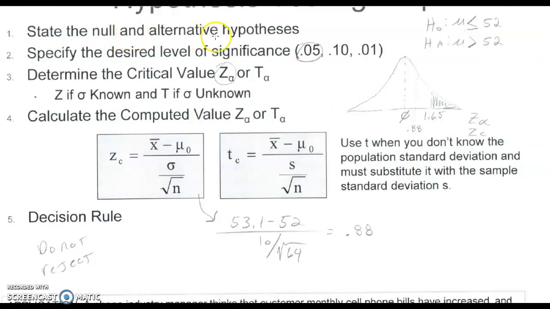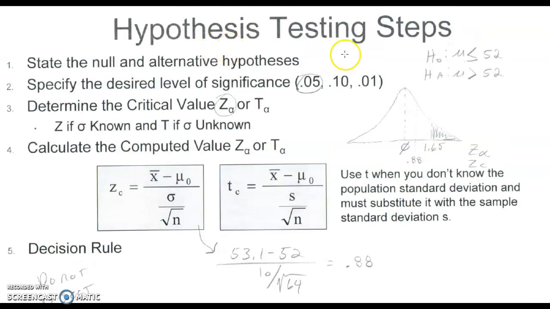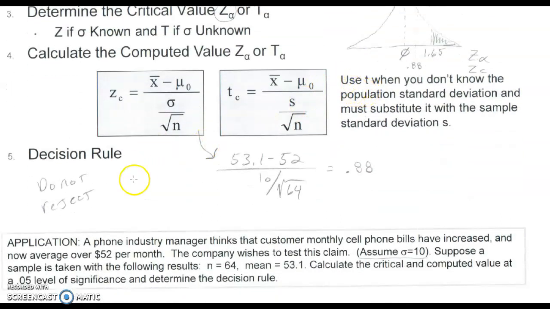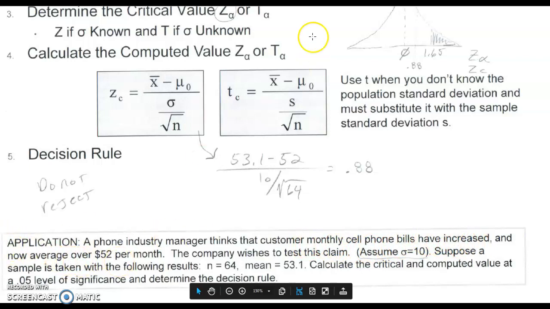Okay, so let's go up to our first step. It says state the null and alternative hypotheses. Well, the null and alternative are going to be defined by the narrative. And what we want to look for is an equality or inequality. Take a look. It says phone industry manager thinks that customer monthly cell phone bills have increased and now average over 52 per month. This is important. The fact that it says over 52 tells you you do not have an equality, which means this is going to be placed in the alternative.